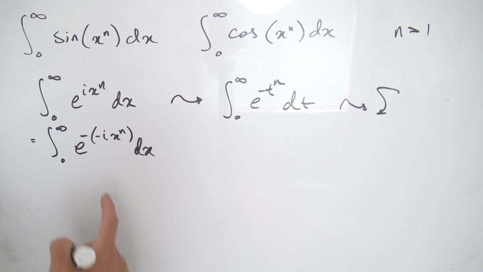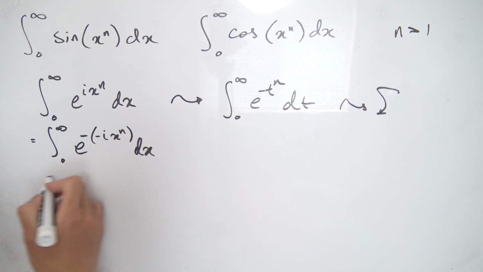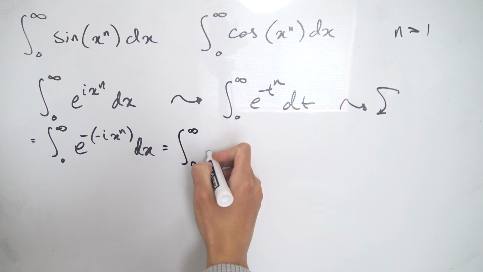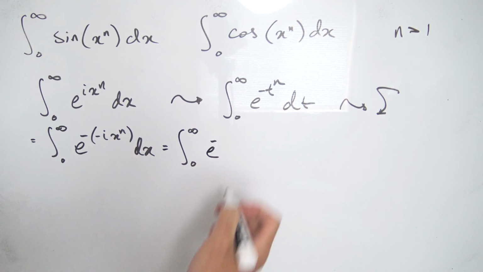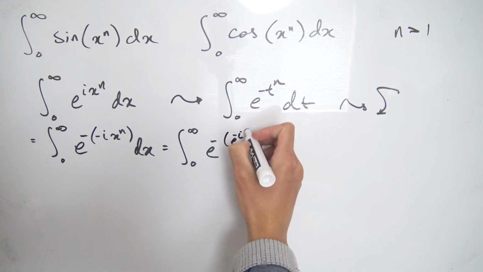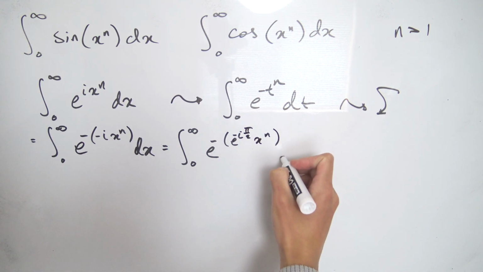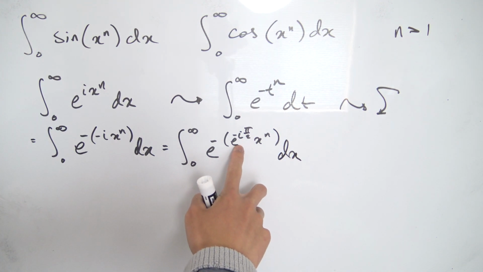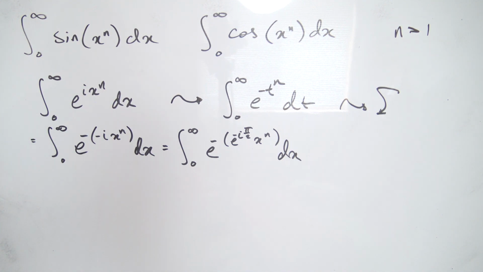The first thing to do is to get rid of this minus i, because that's annoying. So we can rewrite this integral as the integral from 0 to infinity of e to the minus, and now we're going to turn minus i into polar form. That's exactly e to the minus i pi over 2, and then x to the n dx. Now this is a little bit better to work with because this is in power form, and we can deal with powers a lot more easily.